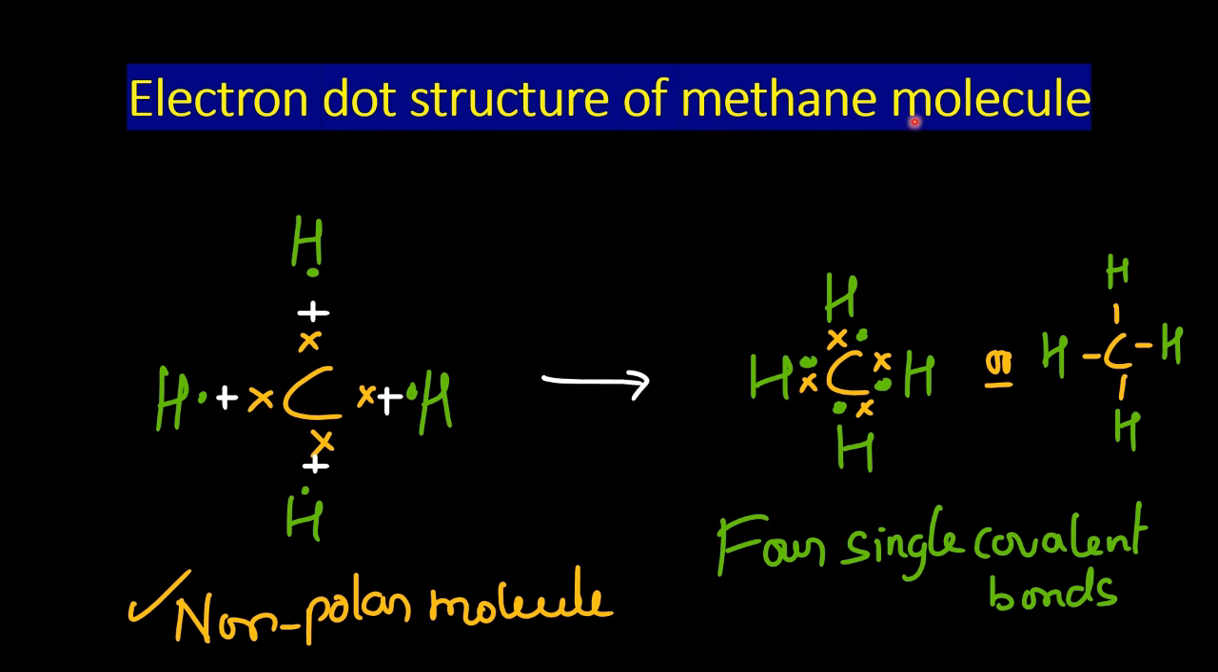Electron dot structure of methane molecule. Here carbon and four hydrogen atoms will share the electrons and form four single covalent bonds. Because carbon and hydrogen have very little electronegativity difference, it is a non-polar molecule.